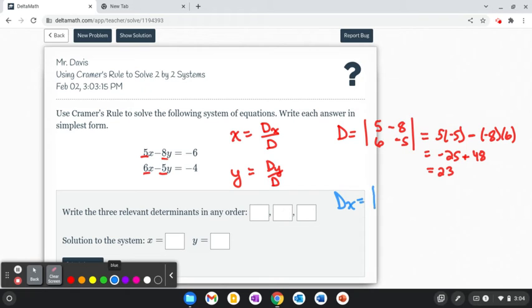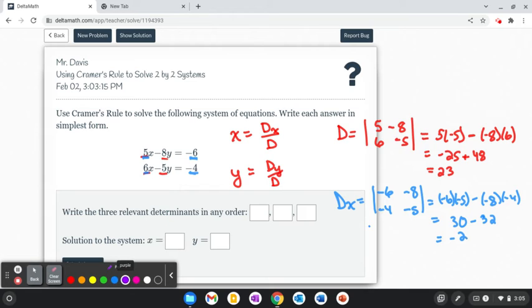To find that, we're going to replace these x values, 5 and 6, with these values over here, -6 and -4. They just swap places when you find the x. So it's -6 and -4. Those take the place of the x's. And we keep the -8 and -5 there. And we're going to do another determinant. So now we do -6 times -5 minus -8 times -4. That gives us 30 minus 32, it looks like. Yep, 30 minus 32, so that gives us -2.